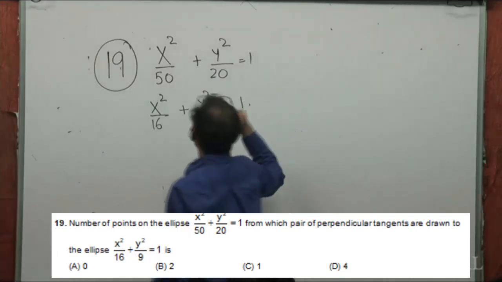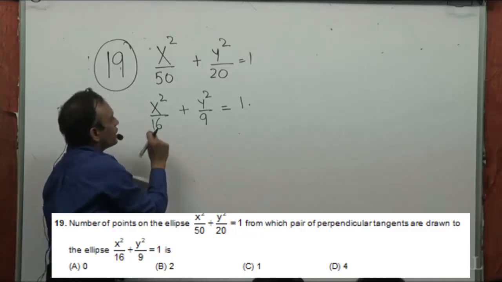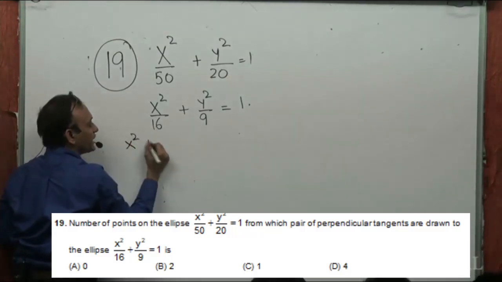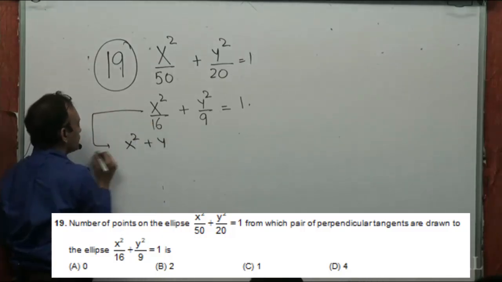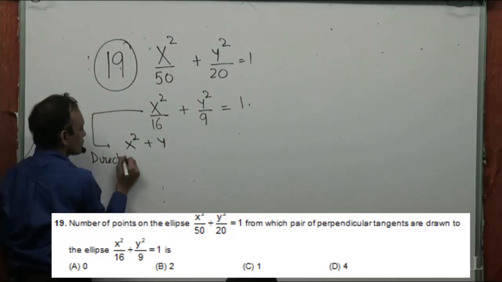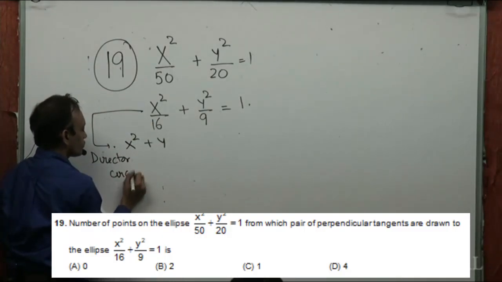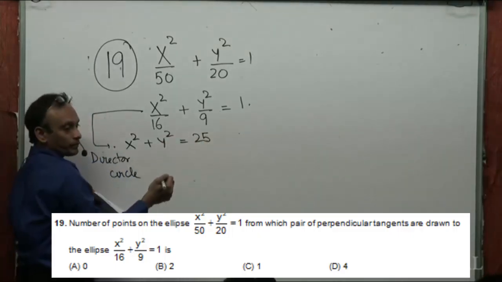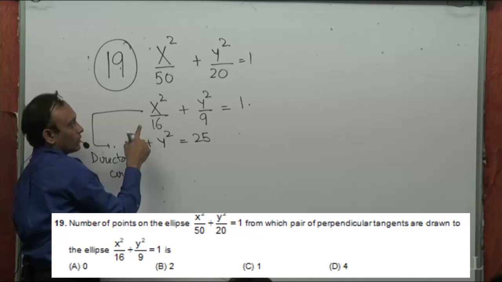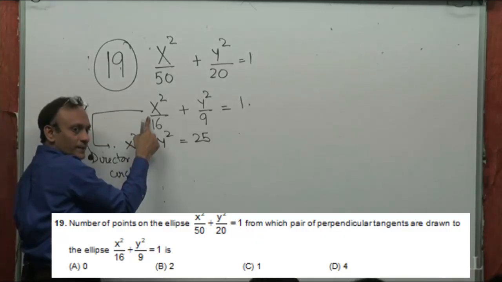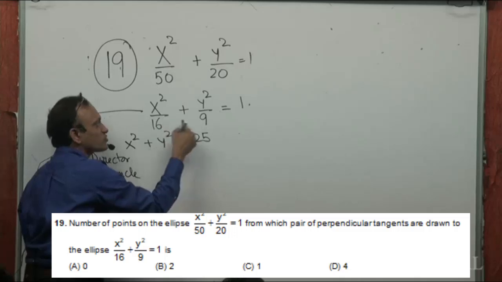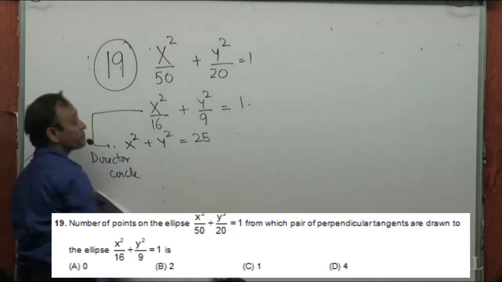Now, obviously, if we want perpendicular tangents to this ellipse, then those points must lie on the director circle of this ellipse. The director circle of this ellipse is x square plus y squared is 25, 16 plus 9, right? For perpendicular tangents, the points must lie on the director circle, which is x square plus y squared is a square plus b squared.